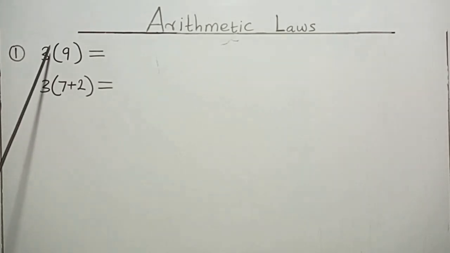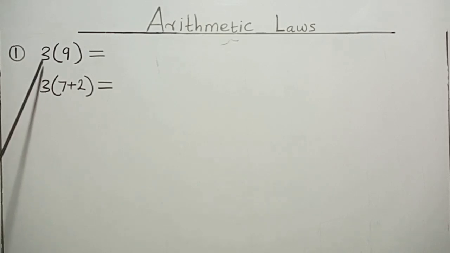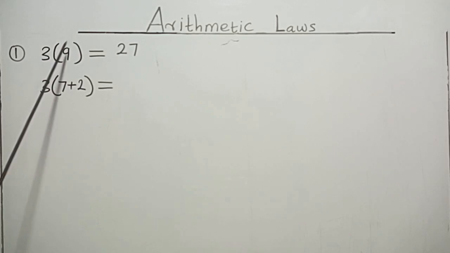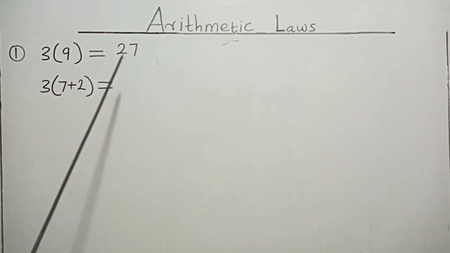Look at these two number operations. 3(9). What does that mean? By now, you should have known that it means 3 times 9. And what is the answer? Let me say it. Obviously, the answer is 27. That is, 3 times 9 is equal to 27.